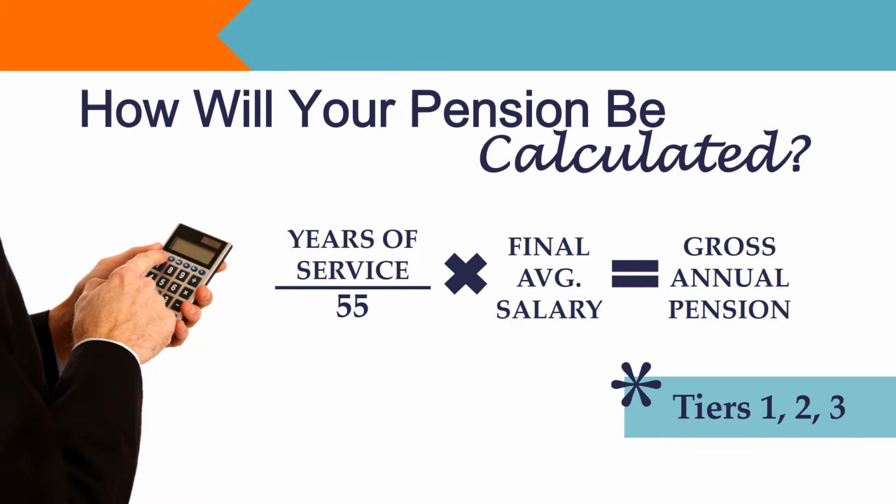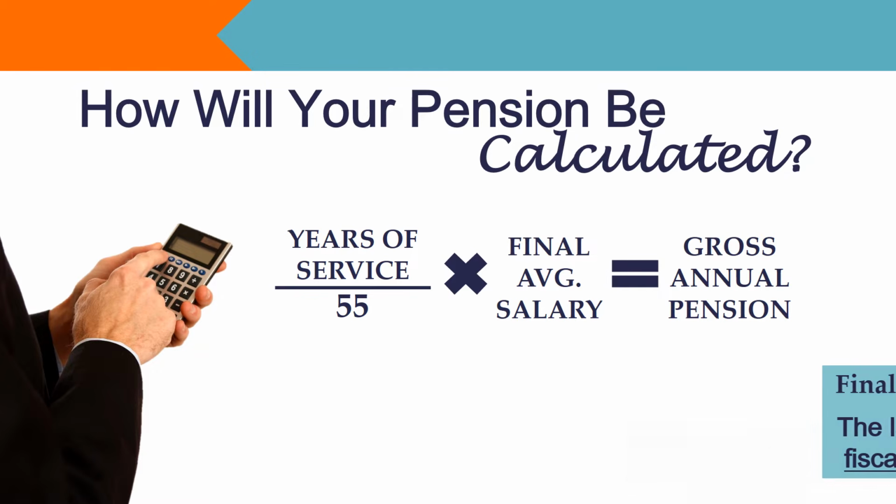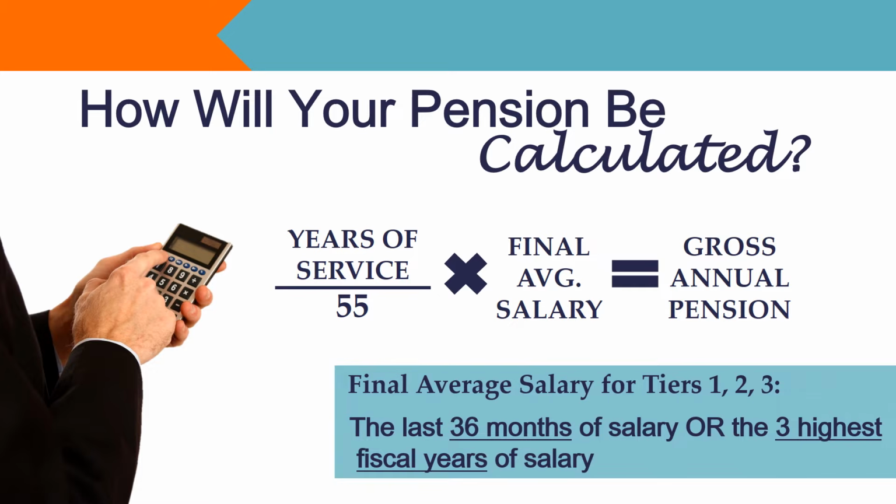Salary means the base pensionable salary which was used to calculate your pension contribution. It does not include extra pay for overtime, stipends, or large increases in anticipation of retirement. Final average salary for Tier 1, Tier 2, and Tier 3 is the average salary for the 36 months immediately preceding your retirement date. If you're a 10-month member, the 30 months immediately preceding your retirement date will be used.